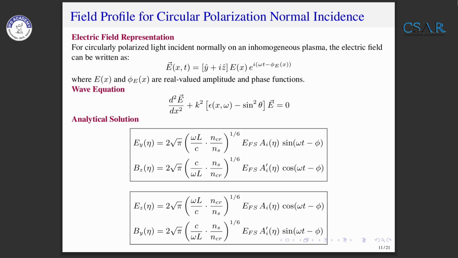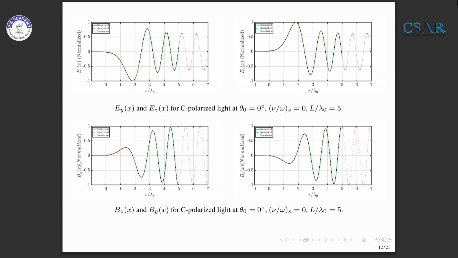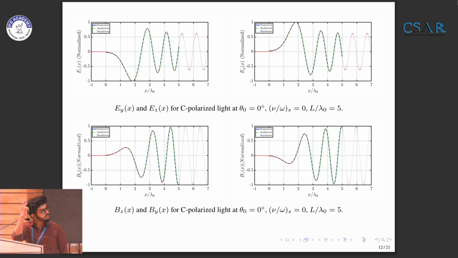Okay, now I will discuss the field profile for the circular polarization at normal incidence. For circularly polarized light, the light is incident normally on an inhomogeneous plasma. The electric field has a 90 degree phase difference, a superposition of S and P. So this is the governing wave equation, and I derived the analytical solution, which is proportional to the spatial function called Airy function. This is the field profile for the circularly polarized light at normal incidence, where EX, EY, BY, and BZ perfectly match with the numerical, analytical, and simulation results.